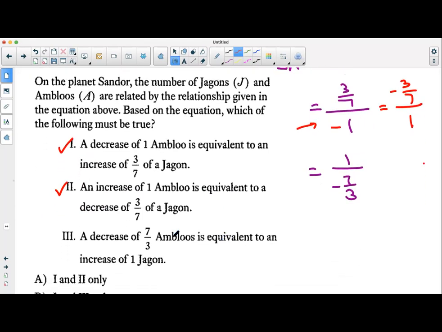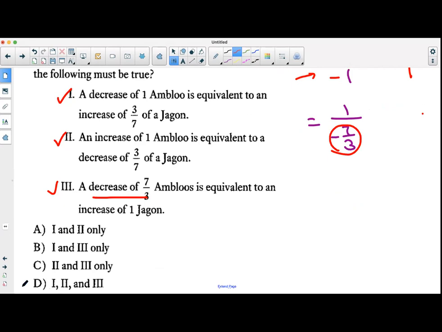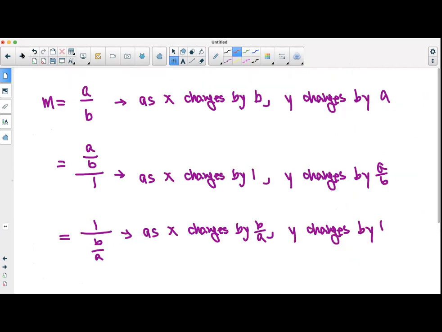Decrease of 7 over 3 on A. This matches exactly with this one, isn't it? It's equivalent to the increase of 1 J. Okay, all of them make sense here. So therefore, what's our answer here, guys? Our answer is A, 1, 2, and 3, all of them. And once again, the way you can analyze this one is by putting the slope into these three different ways, and of course knowing that the negative sign can go either way, on the top or on the bottom. And that's coming from here.